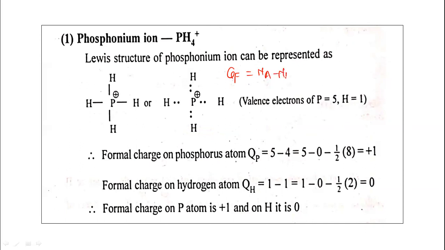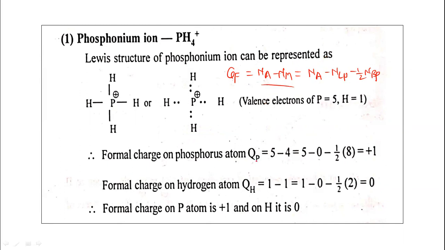What is Na? The number of electrons in the valence shell of that atom. And Nm is the number of electrons of that atom in that molecule. Or it is equal to Na minus Nlp minus 1 by 2 Nbp. So let us calculate the formal charge now by using this first.